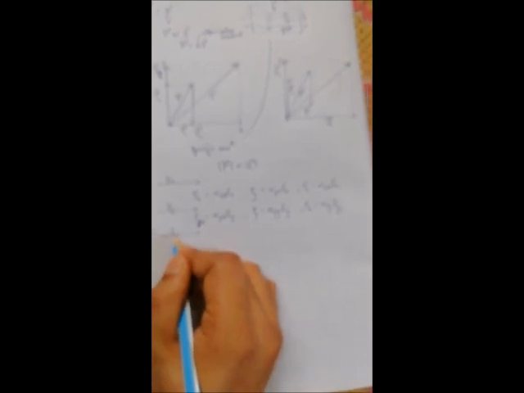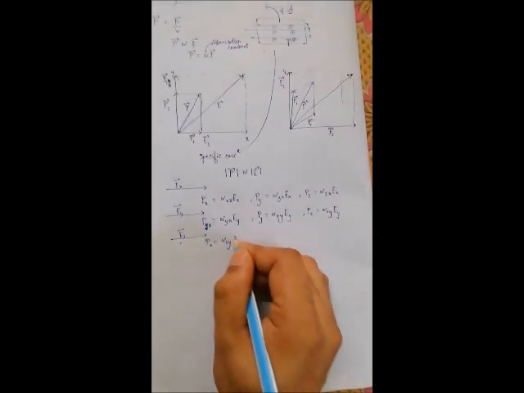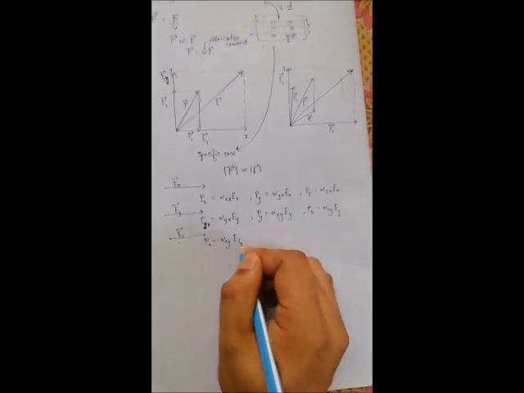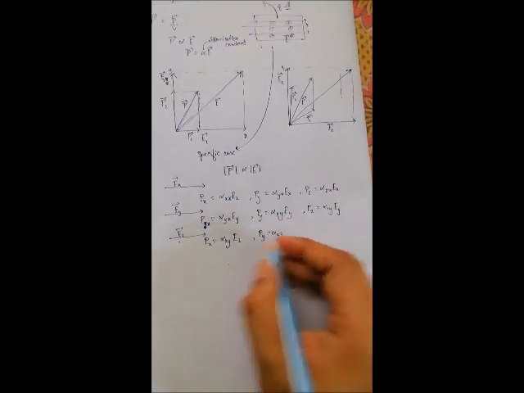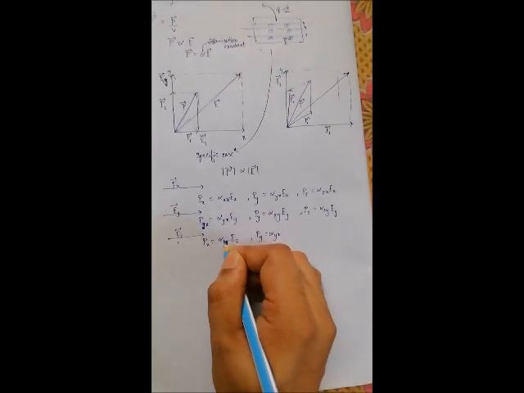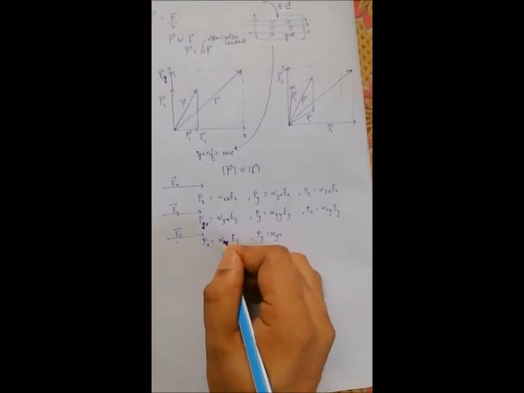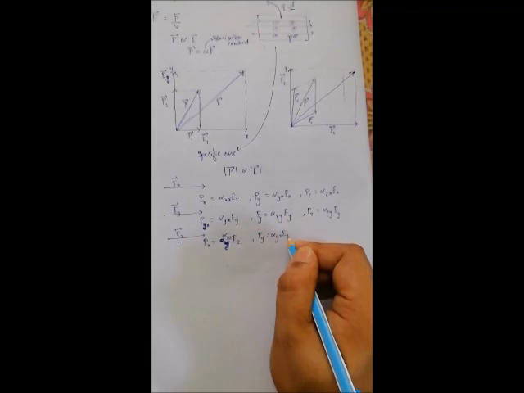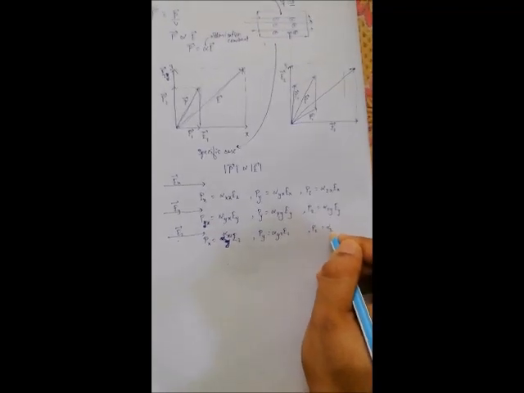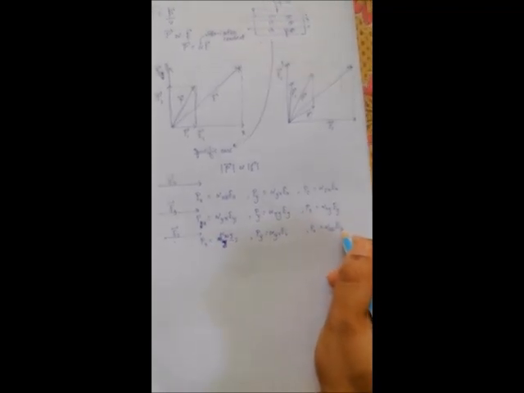Similarly, for the z case, if the electric field is along z direction, you will get Px equal to alpha xz Ez, Py equal to alpha yz Ez, and Pz equal to alpha zz Ez.